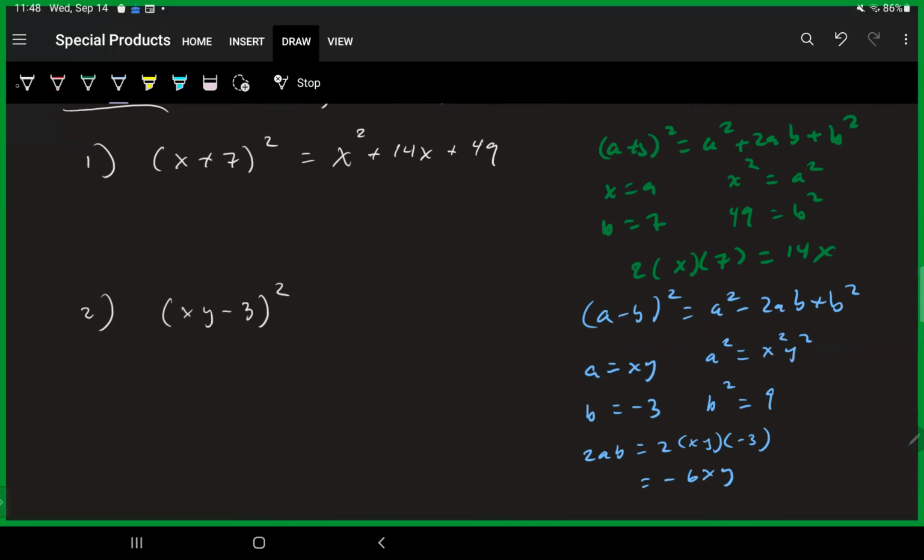And so I can stitch my answer together by taking a squared, which is x squared y squared, which I did off to the side, minus 6xy and plus 9. And that is how I use the perfect square trinomial formulas to compute answers.